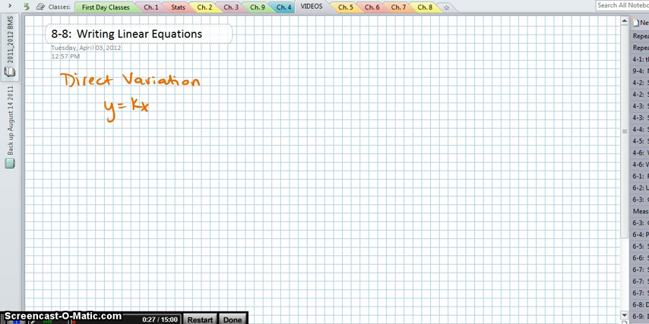We also have equations in slope-intercept form. And that's the one we just worked with, y equals mx plus b. So the only difference between this equation and the direct variation equation is that we have a y-intercept that is not 0, 0.